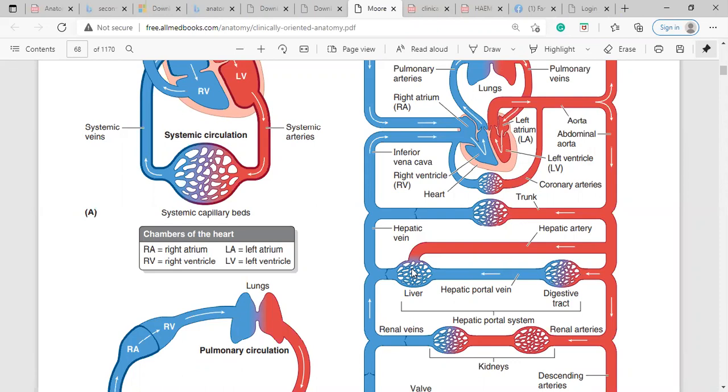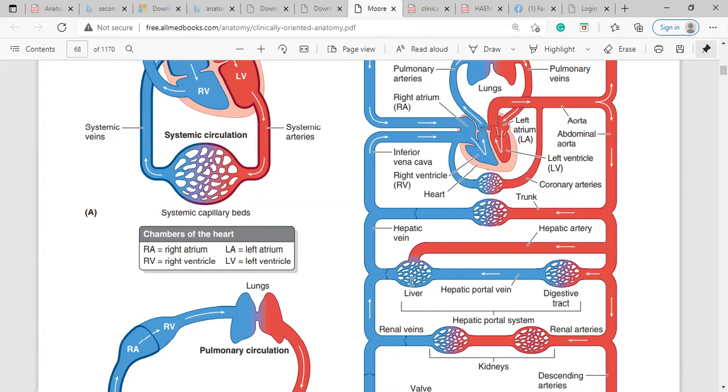But this time around, the blood vessel that does that is called the hepatic portal vein. So you will notice that the liver receives two blood supplies. Pay attention, two blood supplies. One from the hepatic artery, bringing oxygenated blood, and the other from the hepatic portal vein, bringing nutrients, digested food products to the liver. So don't forget that the liver receives two blood supplies. All other organs receive just one blood supply.